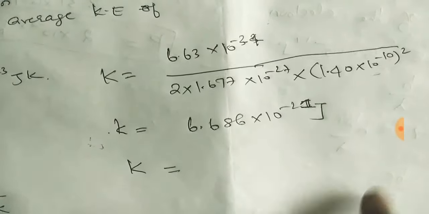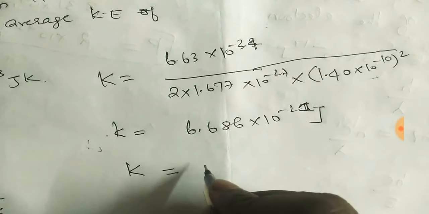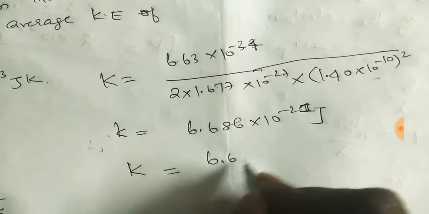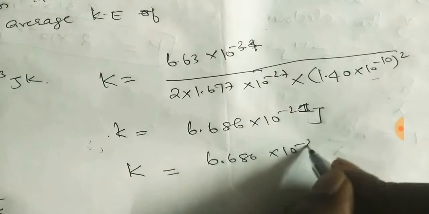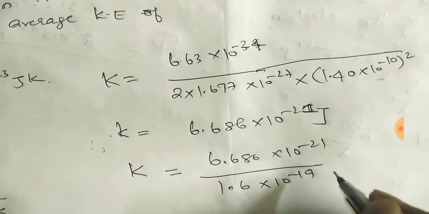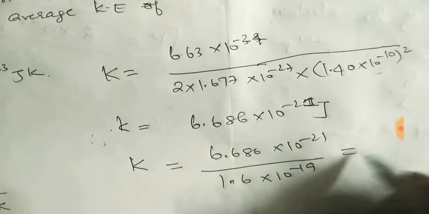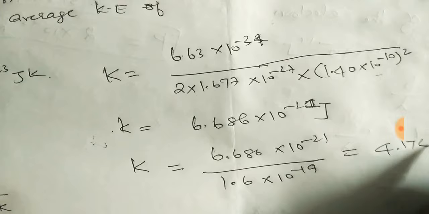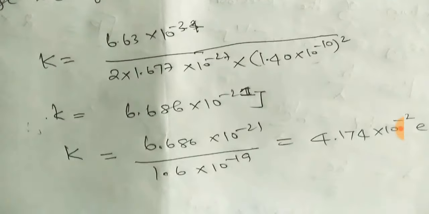Convert in terms of electron volt. Joule to electron volt, we should divide by 1.6 into 10 power minus 19 joule. That will be 6.68 into 10 power minus 21 divided by 1.6 into 10 power minus 19. Then when we divide, we will get 4.174 into 10 power minus 2 electron volts.